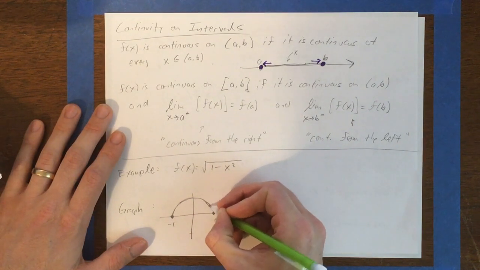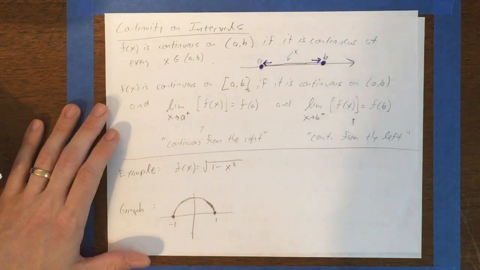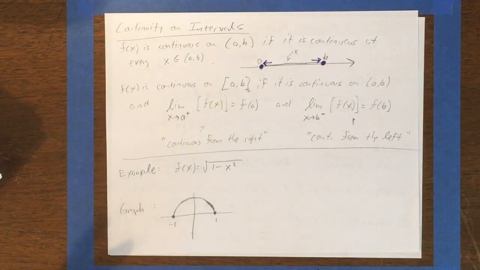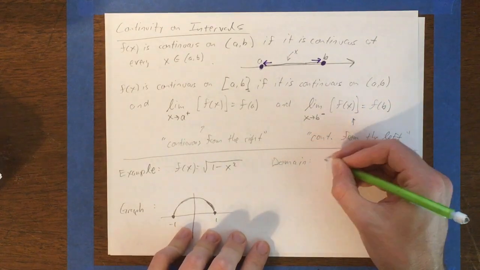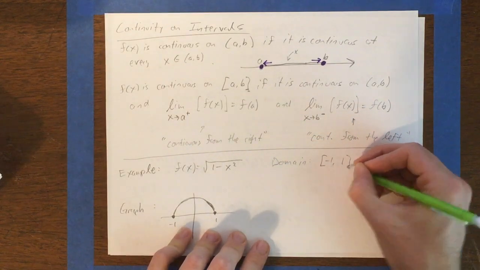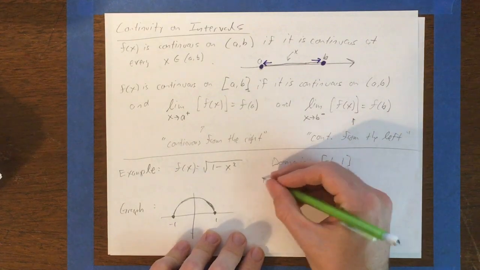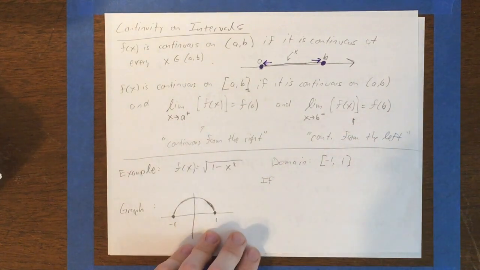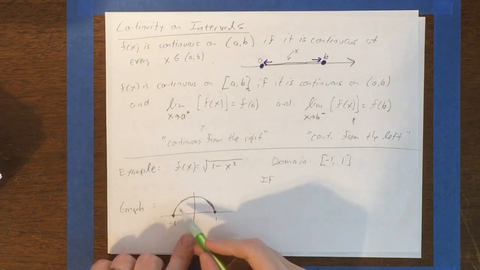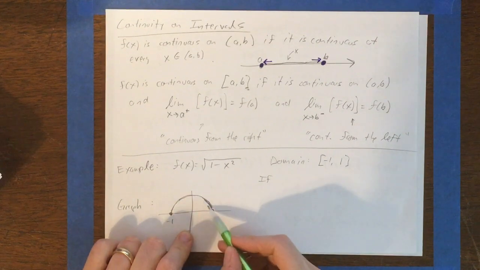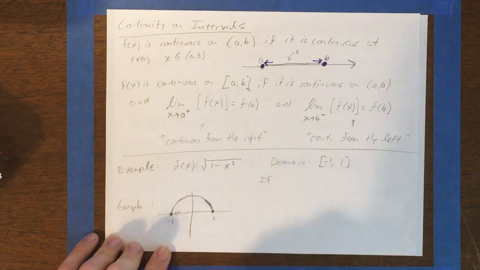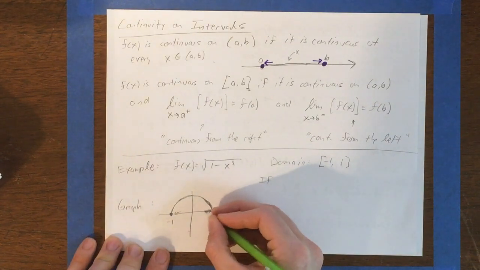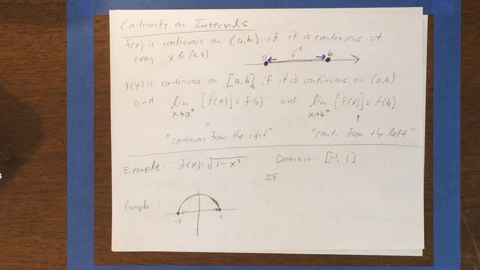So this function is defined on its entire domain, and that is a closed interval. So I'm going to write domain is everything from negative 1 to 1. What I'm saying is it's continuous at every point inside here, and it's continuous from the right at negative 1, and it's continuous from the left at positive 1, and that makes it continuous on its entire closed interval.